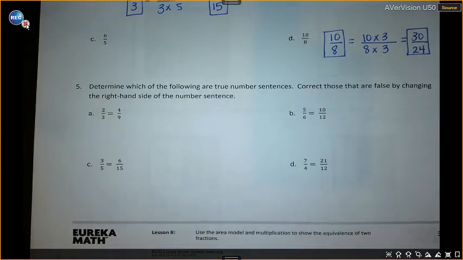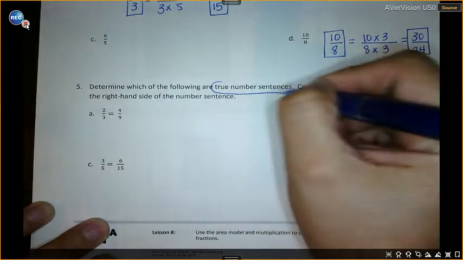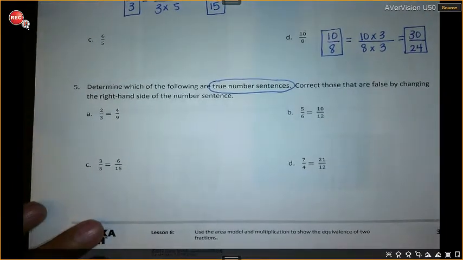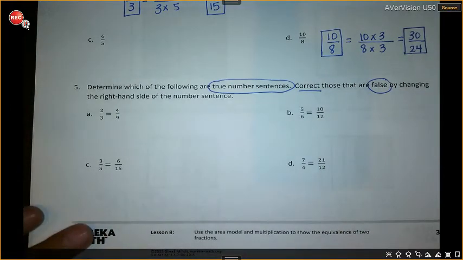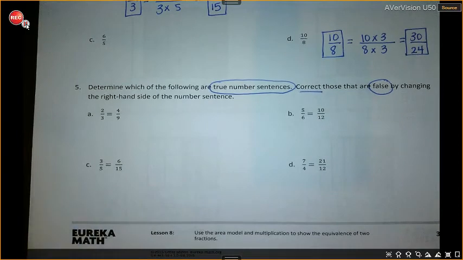Okay, boys and girls, now we are in section 5. Let me read the instructions. Determine which of the following are true number sentences. So we're looking for the ones that are true. Correct those that are false. So you're going to correct the ones that are not true by changing the right-hand side of the number sentence. Let's see what that looks like.